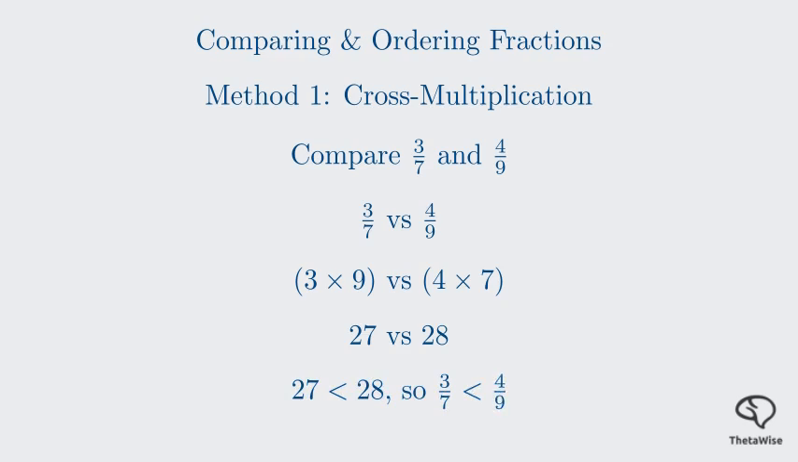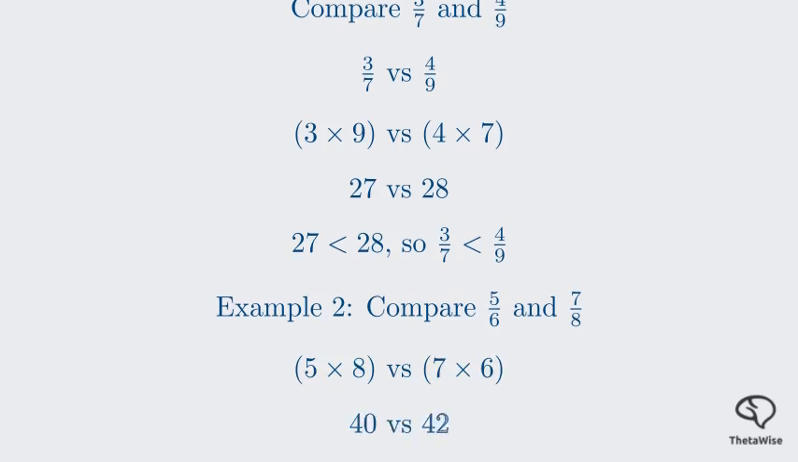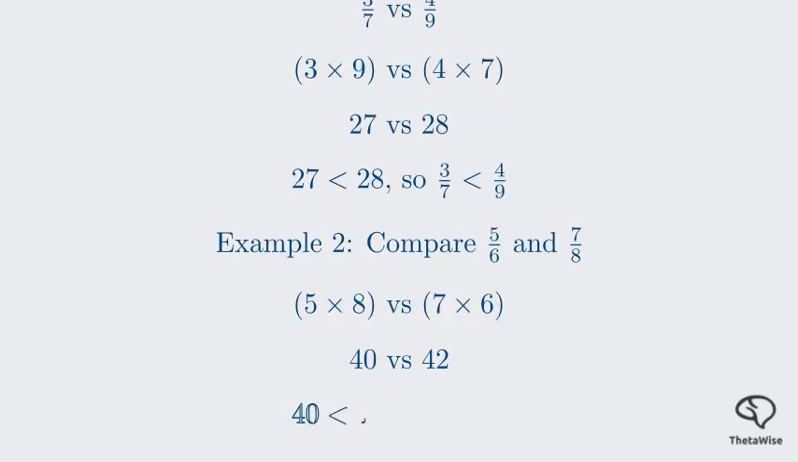This method works every time and is very efficient. Let's try another one. Let's compare 5/6 and 7/8. We cross-multiply. 5 times 8 is 40, and 7 times 6 is 42. Since 40 is less than 42, we know that 5/6 is less than 7/8.